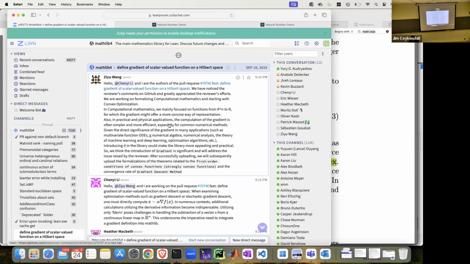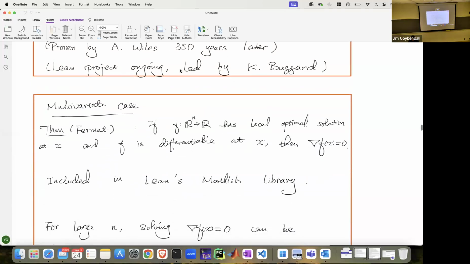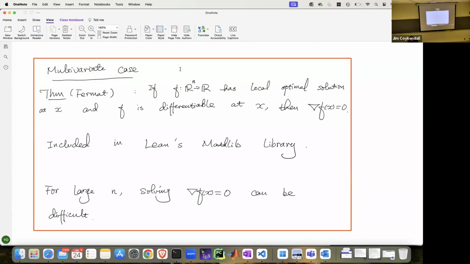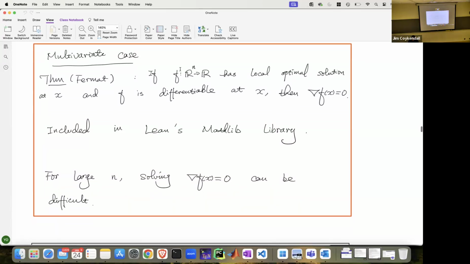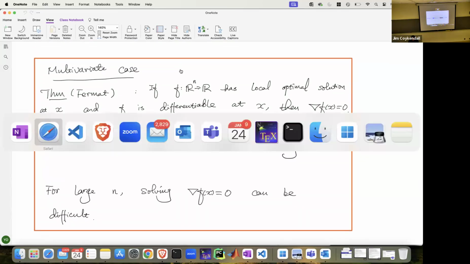So this is just a quick description of what this project is. Now, let's go from the single variable case to the multivariable case. Obviously, you can think the extension to the multivariable case should be straightforward. It is actually straightforward.